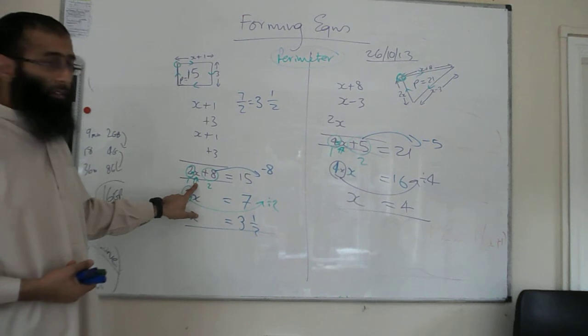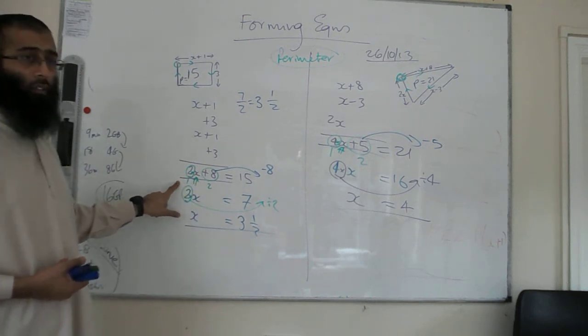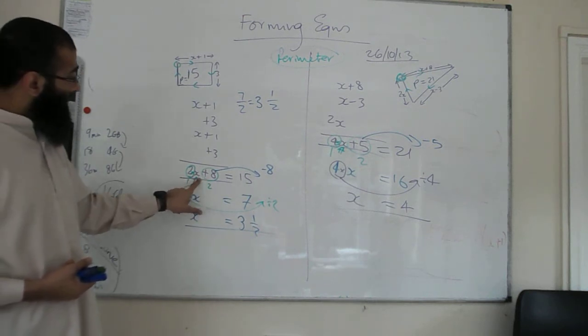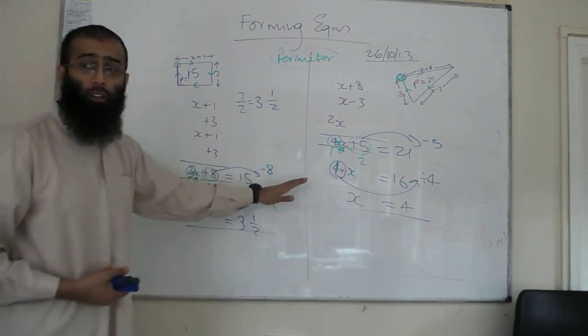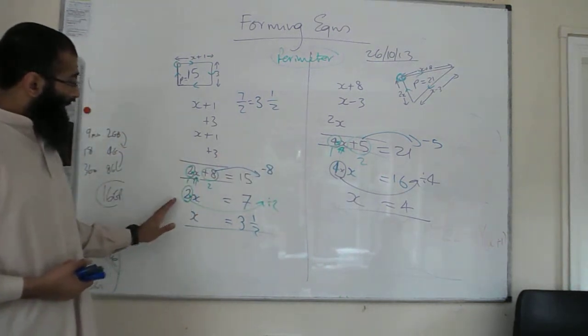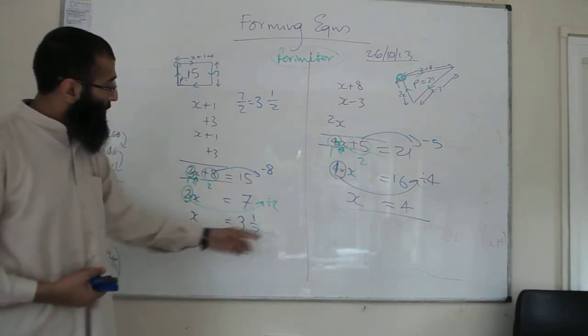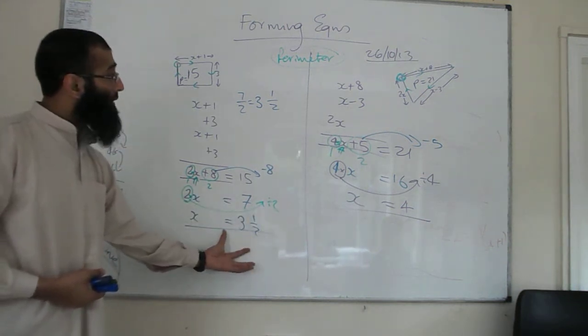We start with the x, identify the first action. What's been done to the x has been first of all time by 2, secondly it's been added by 8. Move the last action first: opposite add 8 is minus 8, opposite time by 2 is divide by 2. Do not get confused with this, 3.5.